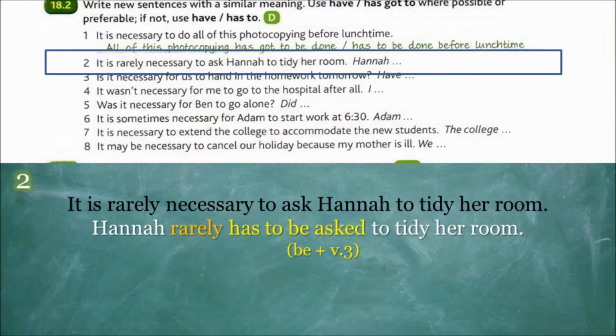It is really necessary to ask Hannah to tidy her room. Hannah rarely has to be asked to tidy her room.